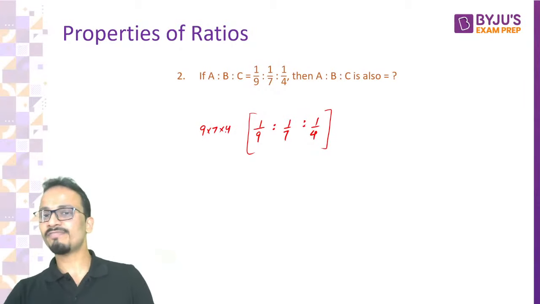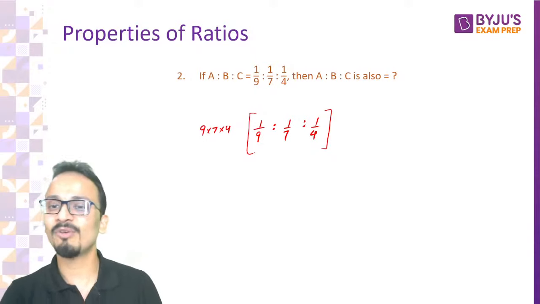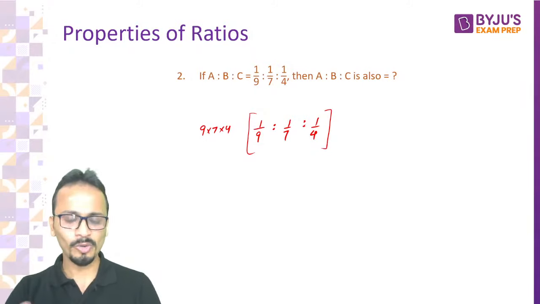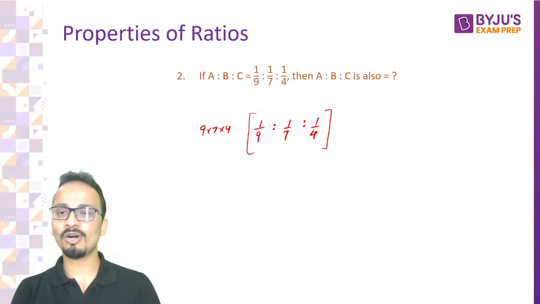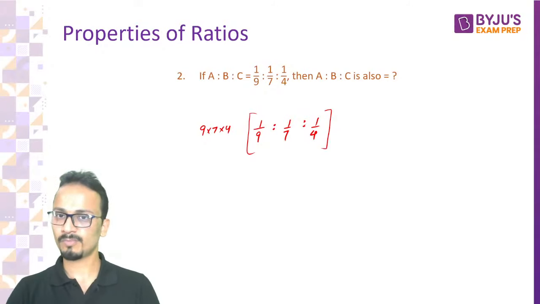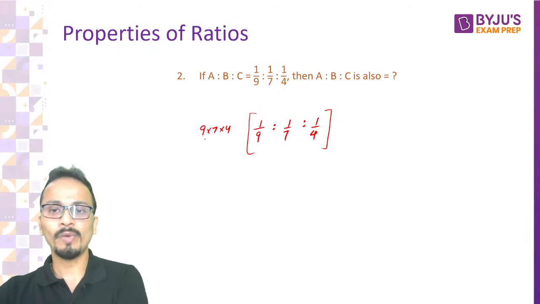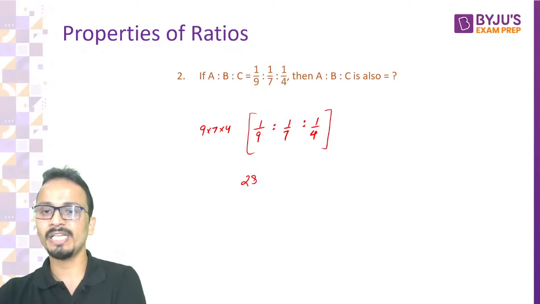So we spent 5 seconds in calculating the least common multiple, LCM, of 9, 7 and 4. No need to do that. Just multiply all these three ratios with the product of 9, 7 and 4. And there is also no need to multiply these three numbers. Now when 9 into 7 into 4 is multiplied by 1 upon 9, 9 will get cancelled and I'll be left with 7 into 4, that is 28.